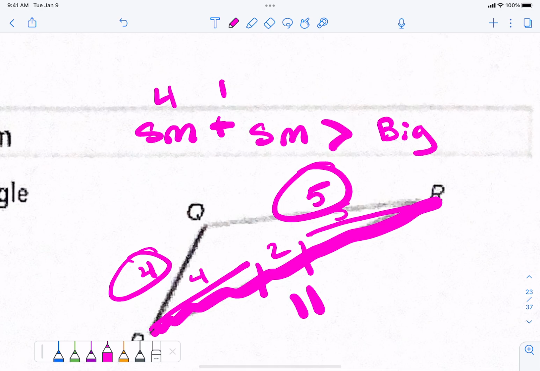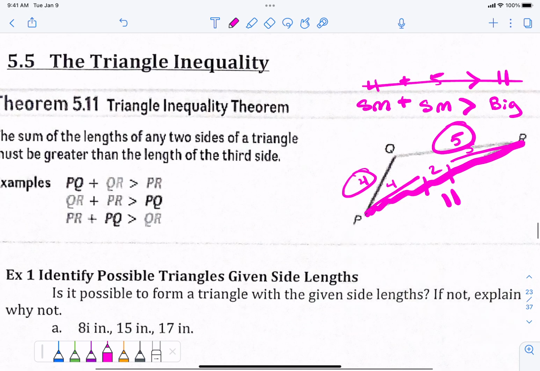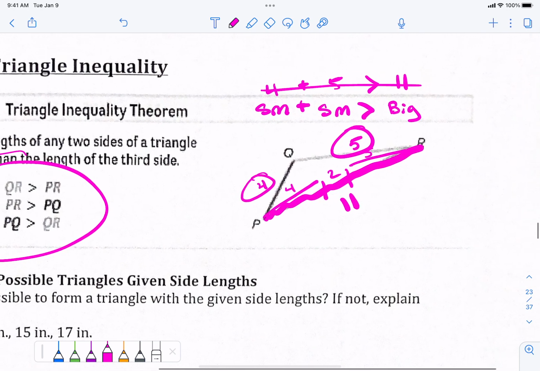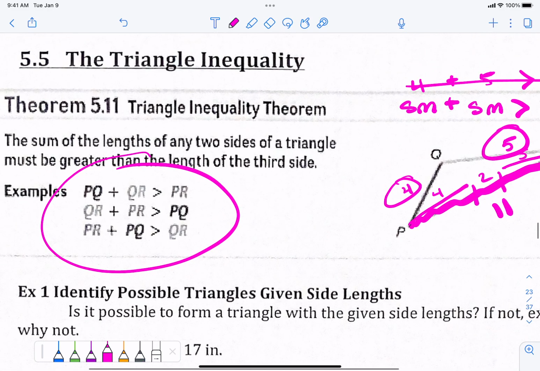So like 4 plus 5 together is 9. That is not greater than 11. This one doesn't work. So I can't have two sides that are 4 and 5 if my big side is 11. Does that make sense? Now, here's the deal. They actually do 3 of these, right? So not only do we have 4 plus 5 that has to be greater than 11, which it's not. Let's pick some ones that actually do work.